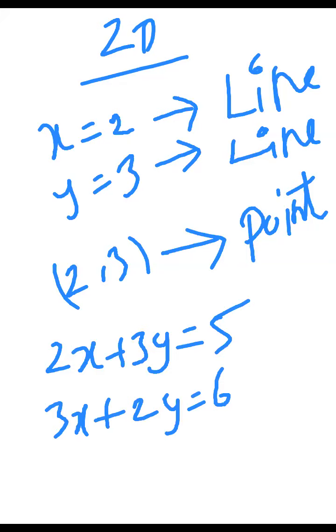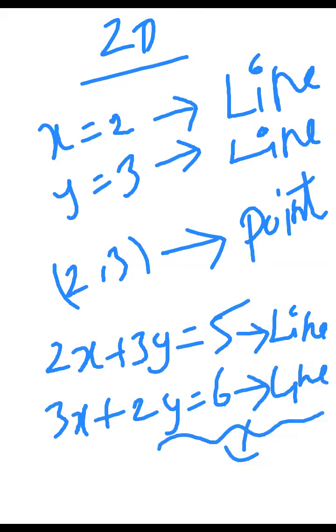Again, this equation gives you a line. This equation also gives you a line, and overall the intersection of two lines gives you the point. Again, if the equations are dependent, say one equation depending on another equation, then you will get an infinite number of points that will solve your equation.